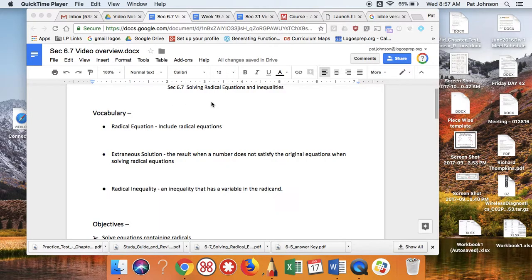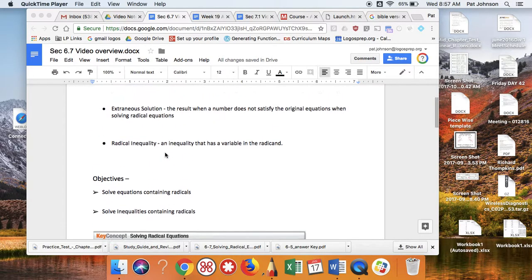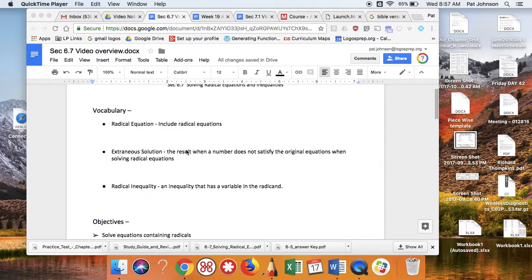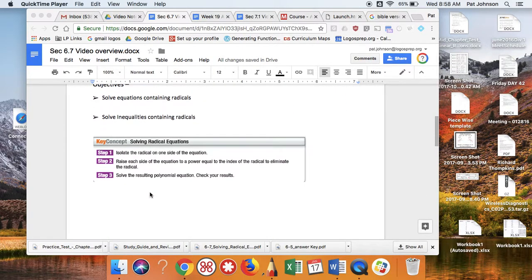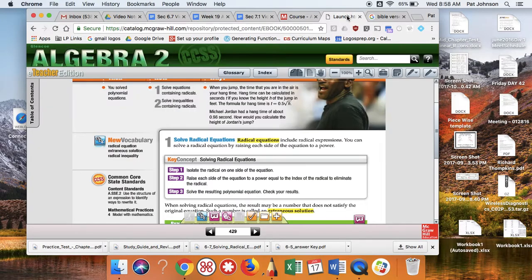Okay, this is 6.7. We're going to be solving radical equations and inequalities. This is going to be a pretty short chapter. Most of this should be review, except for the inequality part, somewhat. Our objectives are to solve equations with radicals and inequalities with radicals. We have only 3 vocabulary words: radical equations, extraneous solutions, and radical inequalities. So let's get right into 6.7.